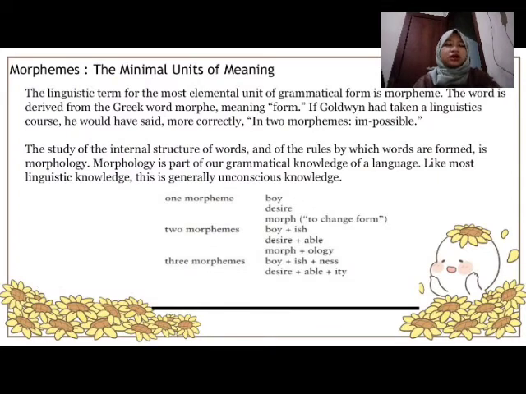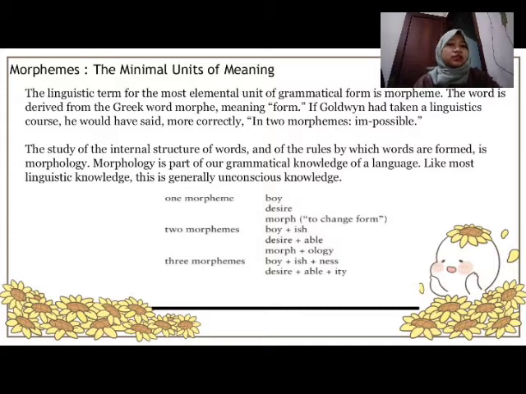Morphemes, the minimal units of meaning. The linguistic term for the most elemental unit of grammatical form is morpheme. The word is derived from the Greek word morph, meaning form. If Godwin had taken a linguistics course, he would have said more correctly "into morphemes." Impossible. And the study of the internal structure of words and of the rules by which words are formed is morphology. Morphology is part of our grammatical knowledge of a language.